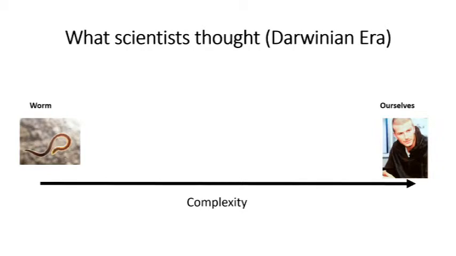If we were to summarize the 19th century view of the complexity of life at the time of Darwin, it would look like the diagram I have produced in the slide. At one end of the scale was the simple worm, which was seen as so elementary that it could arise spontaneously from non-living organic material. At the other extreme were human beings like David Beckham, who were seen as appropriately complex creatures that appeared to possess the hallmarks of design.